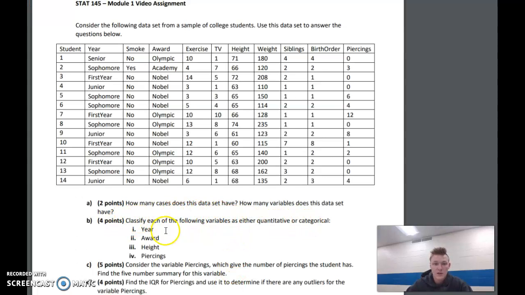Classifying each of the variables. This would be year, categorical, award, categorical, height, and piercings are quantitative. How many cases does the data set have? 14. And how many variables? It's 10, all the way year through piercings.